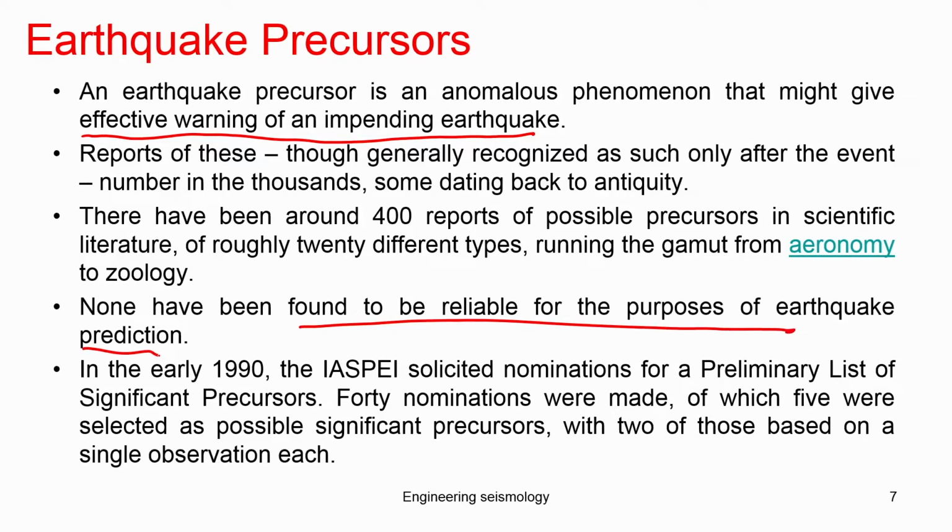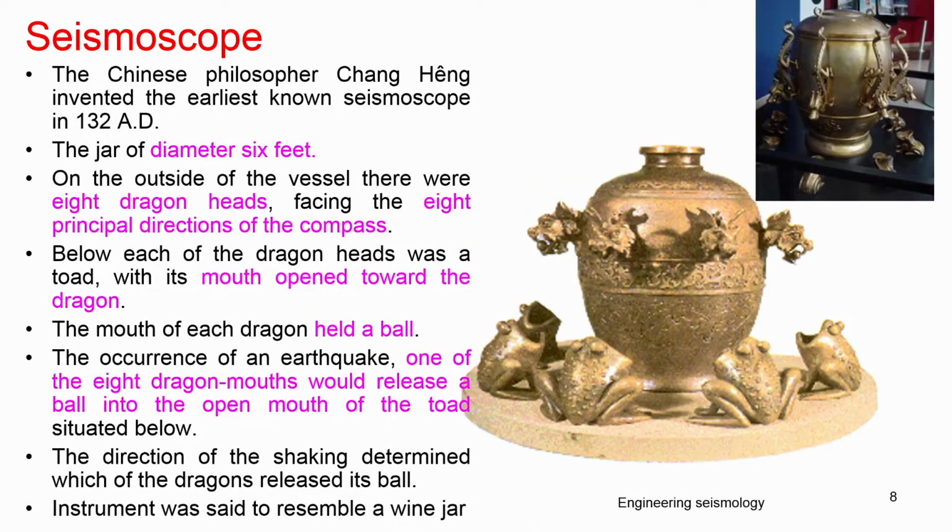In the early 1990s, the IASPEI solicited nominations for a preliminary list of significant precursors. Forty nominations were made, of which 5 were selected as possible significant precursors, and 2 of these were based on signal observation of the earth. These are things the committee people made and worked on, but as I keep telling you, it is not very successful.